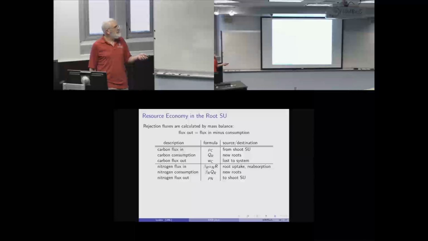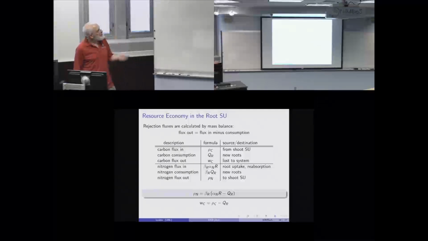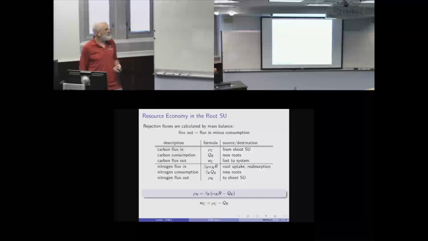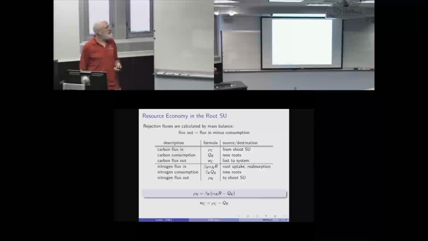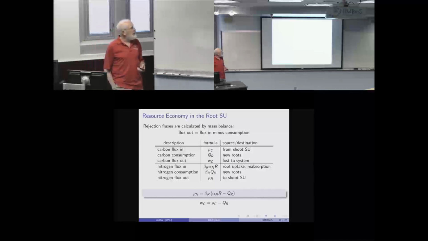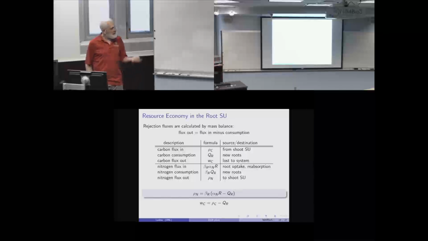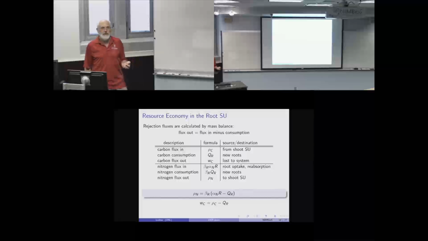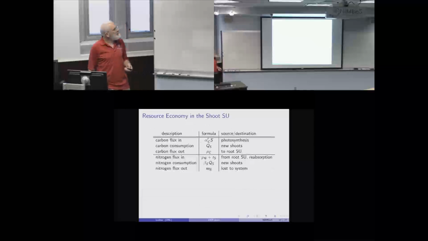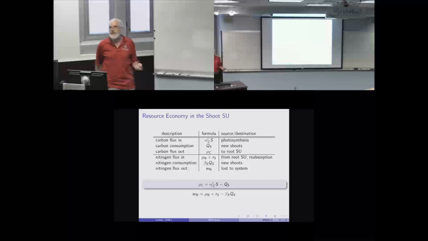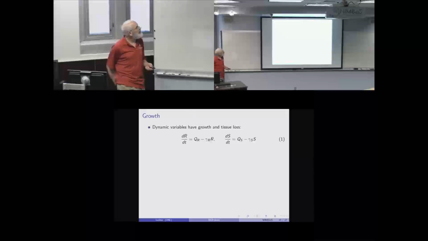Nitrogen, there's a flux in from root uptake and reabsorption, a consumption for new roots, and a flux out to the shoot SU. And so using this simple balance that flux out is flux in minus consumption, you can write down formulas for the two fluxes out in terms of the flux in and consumption. The W flux doesn't matter. I'm just writing that down for completeness, but we're not going to use it. But the formula for rho sub n is important because that will tell you how much nitrogen is available to the shoots. And so similarly, there's a resource economy in the shoot SU. I don't think we need to spend any more time talking about that.